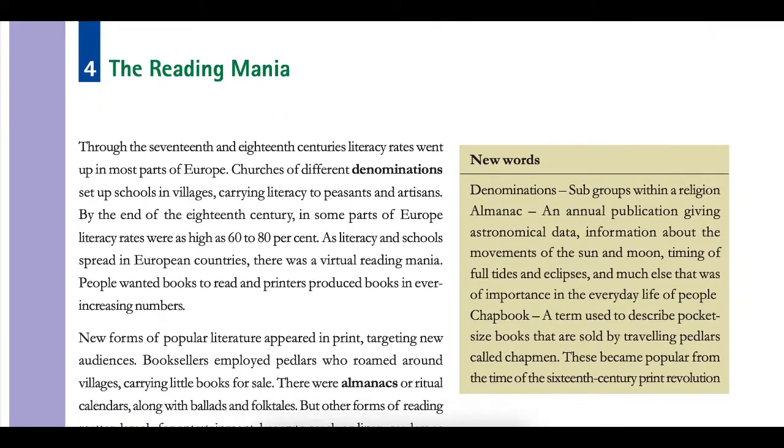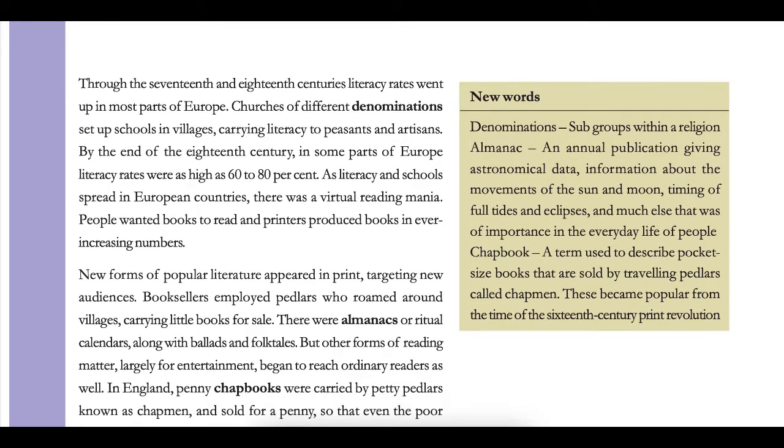Through the 17th and 18th century, literacy rates went up in most parts of Europe. Churches of different denominations set up schools in villages, carrying literacy to peasants and artisans. By the end of the 18th century, in some parts of Europe, literacy rates were as high as 60 to 80%. As literacy and schools spread in European countries, there was a virtual reading mania. People wanted books to read, and printers produced books in ever increasing numbers.